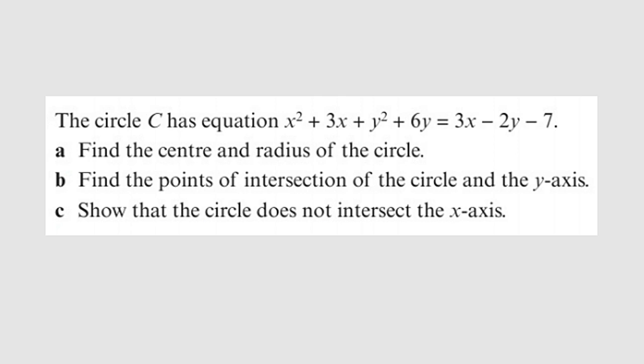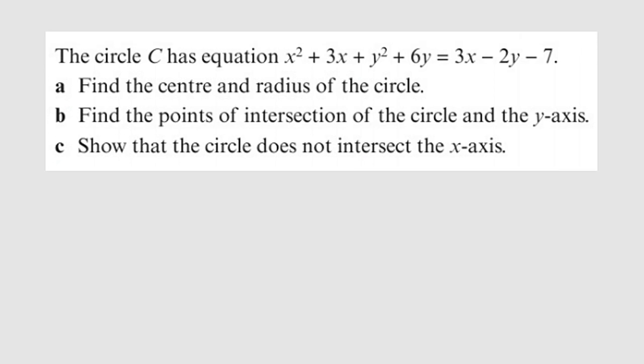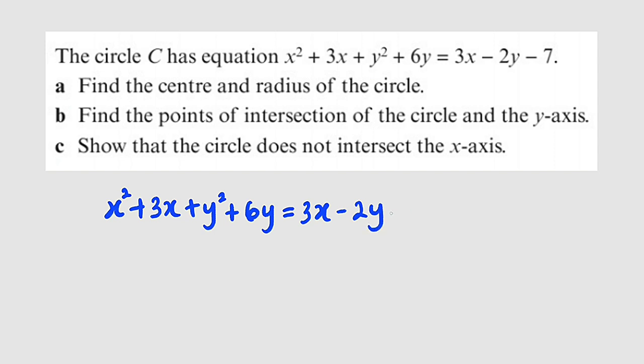Right, let's get started. For the first question, I'm going to show you two different ways to do that. We are going to use the general form and the standard form. The equation we are given is x squared plus 3x plus y squared plus 6y equals 3x minus 2y minus 7. Let us bring every term to the left hand side.